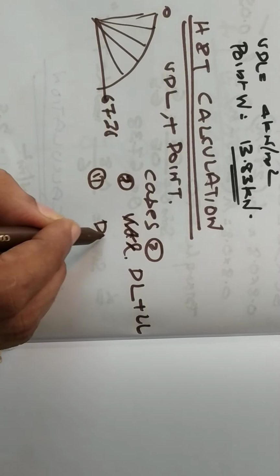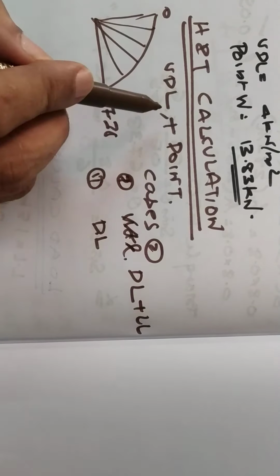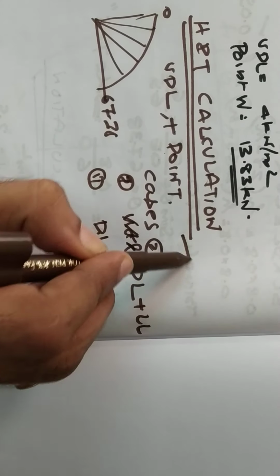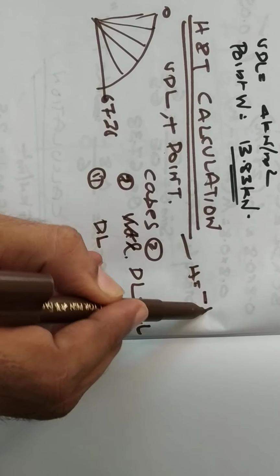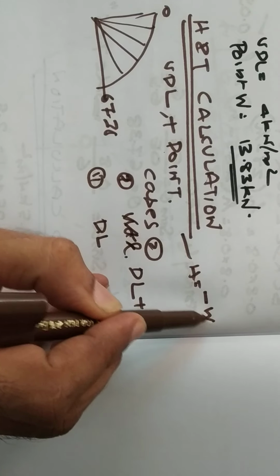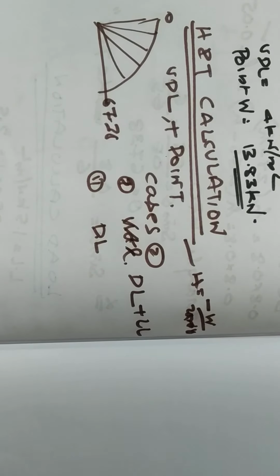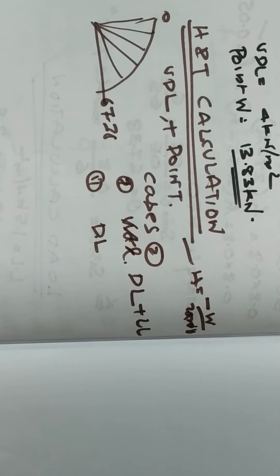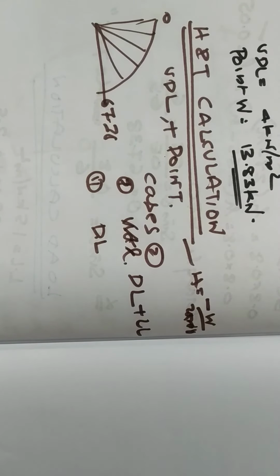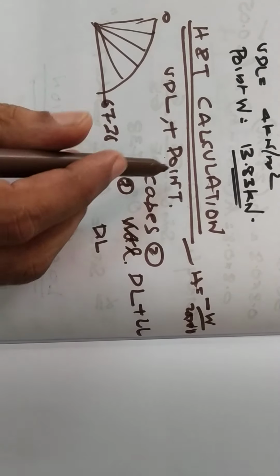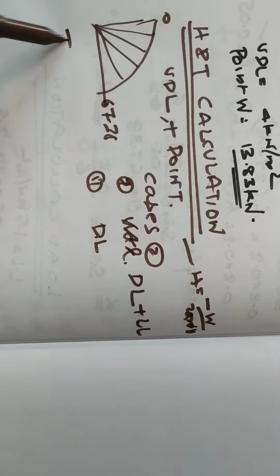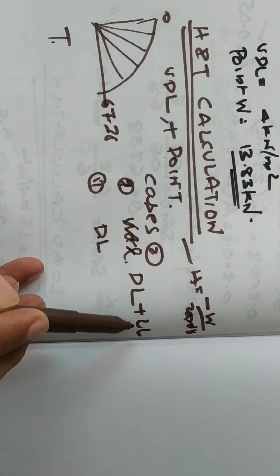Live load and you will find out only for dead load. Why is it so? Because when a point load comes, the value of H is minus W by 2 pi R sine square theta. Since it is coming minus, sometimes if you remove live load, you may get a critical value for H only. For T, no problem. For T you use only dead load and live load.